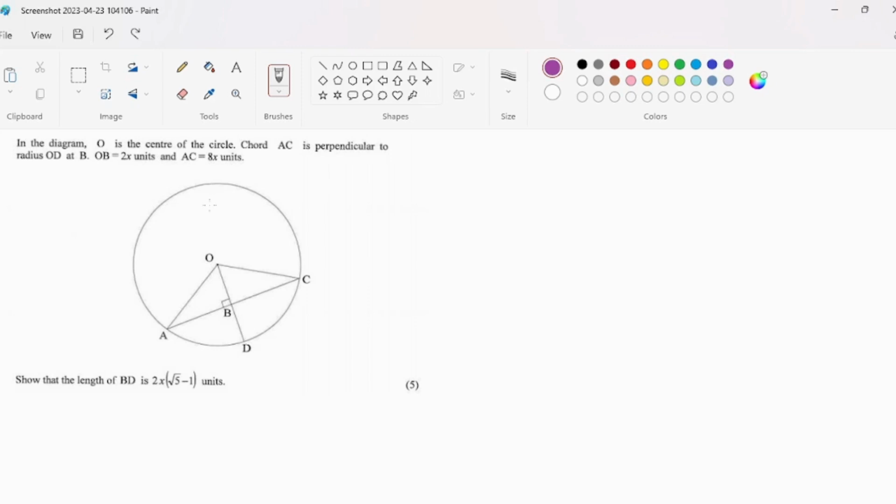Today, we are going to be looking at how to use the first theorem to solve such questions. So, firstly, we are going to read the statement, analyze our diagram, and then we will focus on the questions.